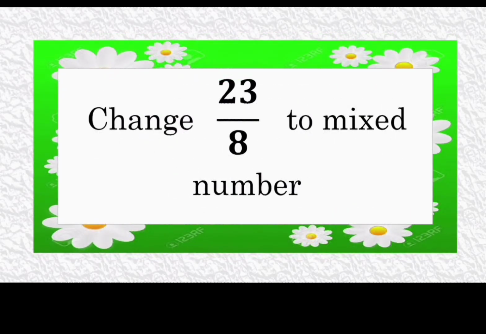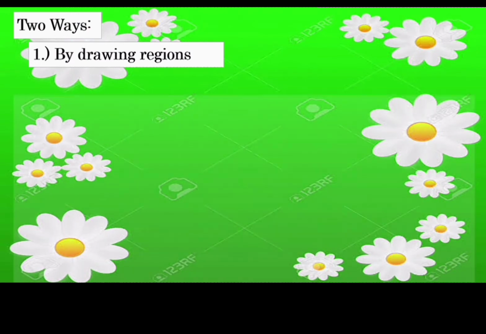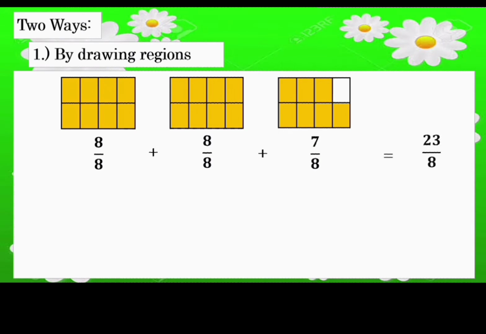Let's change 23 eighths to mixed number. There are two ways to change improper fraction to mixed numbers. The first way is by drawing regions. We can visualize improper fractions using figures. Let's draw figures to represent 23 eighths. This first figure is equivalent to 8 eighths. This second figure is also equivalent to 8 eighths. And the last one is equivalent to 7 eighths. So these figures are equivalent to 23 eighths.